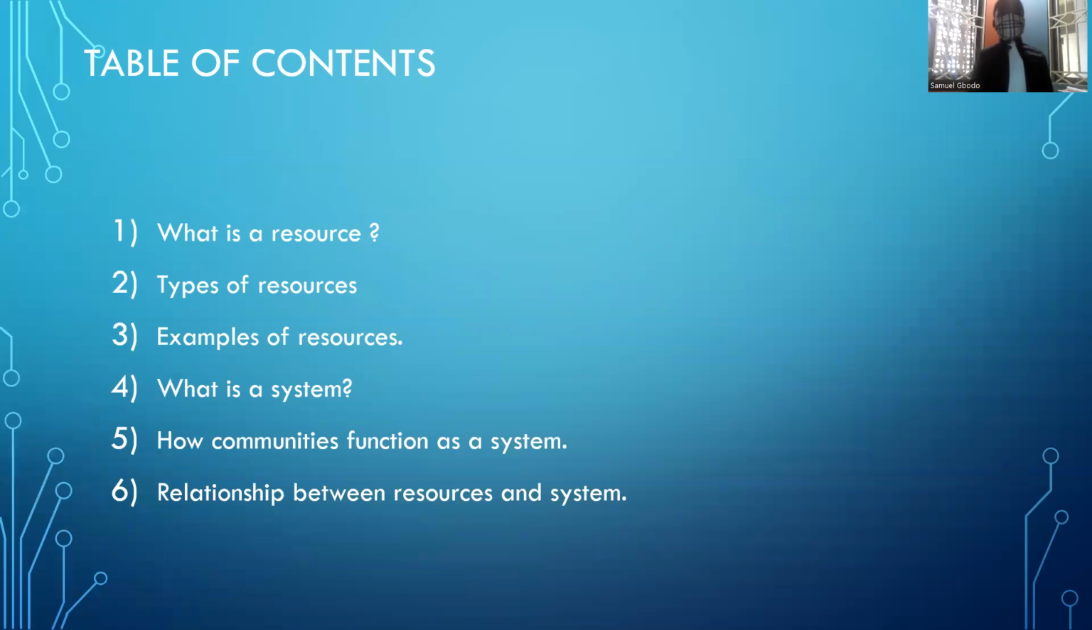What is a resource? Types of resources. Examples of resources. What is a system? How communities function as a system. Relationship between resources and a system.